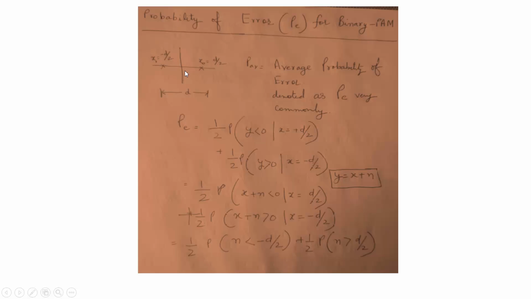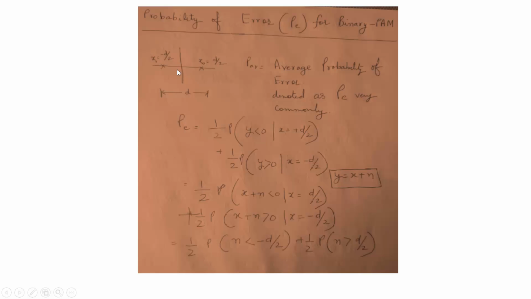So in that case, what is the decision rule? The decision rule says that when the received signal amplitude is greater than 0, we will say that x naught was transmitted. When the received signal amplitude is less than 0, we will say that x1 was transmitted. So we will make an error when the received signal is less than 0, but the transmitted was x naught, which is plus d by 2, at a distance d by 2 from the origin. So that means we are making an error.